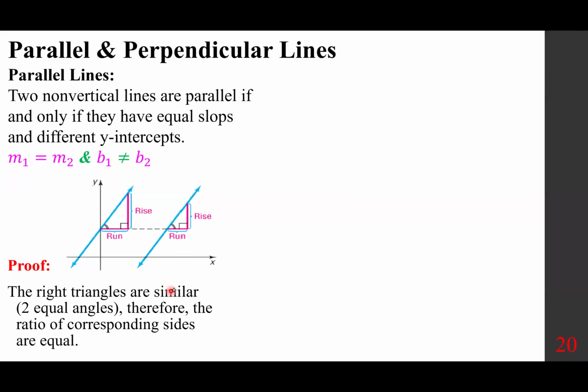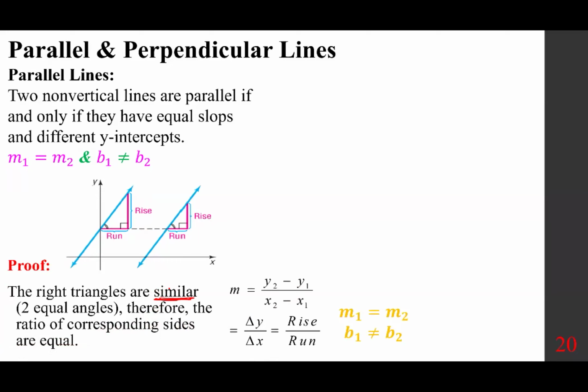And I hope everybody remembers that from before. In any event, if they are similar, the ratio of rise to run for this one and the ratio of rise to run for this one must be identical as a result of being similar. And so if we call m sub 1 the slope for one and m sub 2 for the other one, they must be identical, but they can't have equal y-intercepts, because if the y-intercepts are the same, then of course it's the same line. If both of these are equal, it's the same line.